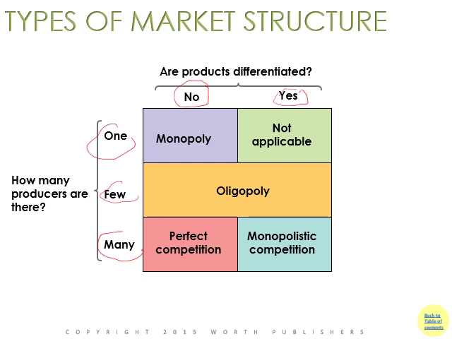In an oligopoly market structure, typically there's a small number of firms in the industry. The product can either be differentiated or non-differentiated. In perfect competition, there are many firms in the industry, and the product is standardized or not differentiated. In monopolistic competition, there are many firms in the industry, but it's a differentiated product.